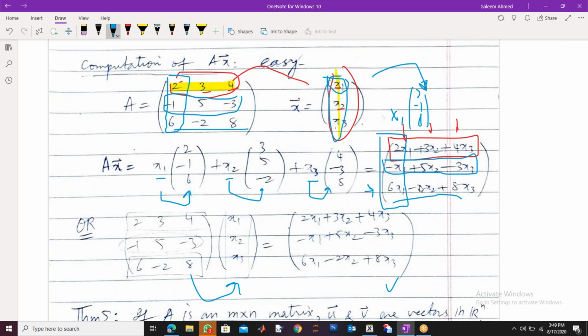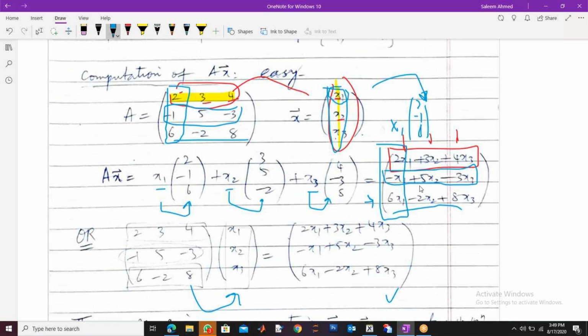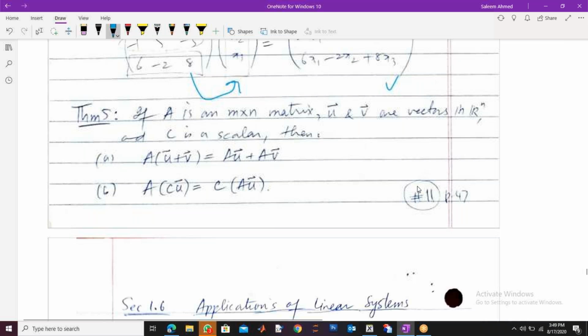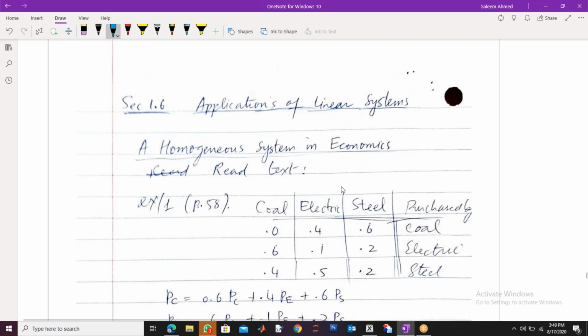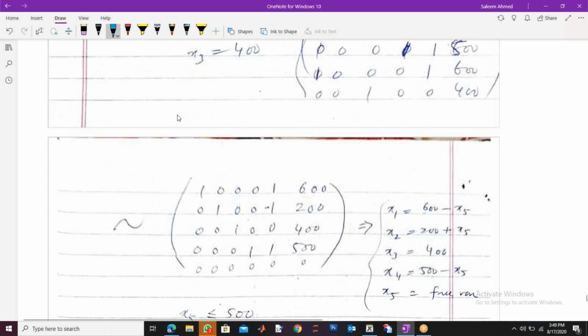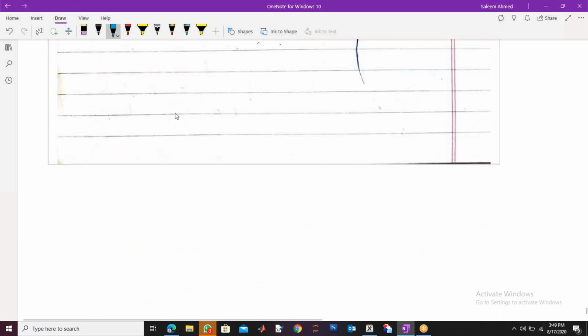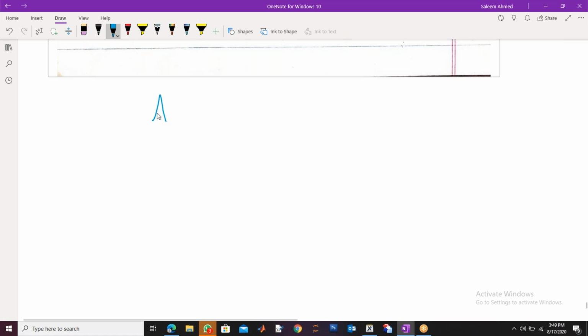So it means your system has three forms. Let me write it at the end somewhere here. Your system has three forms: Ax equal to b, right?